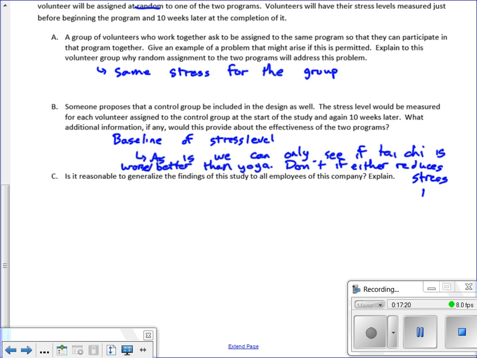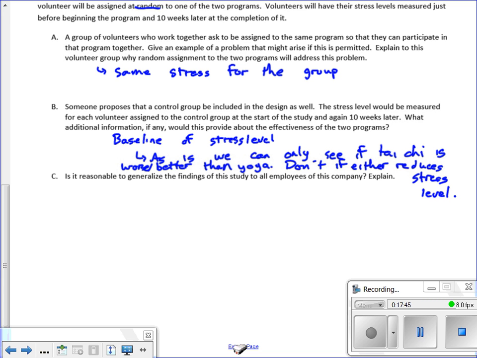One thing to consider too, chances are if these people are volunteering for this study, maybe they already enjoy Tai Chi. Maybe they already enjoy doing stuff like this. So this would be one of those lurking variables. Their enjoyment of it could cause the stress to drop a lot more. And it could just be the activity. Instead of the actual yoga lowering the stress, the stress is being lowered because they're doing something they enjoy.